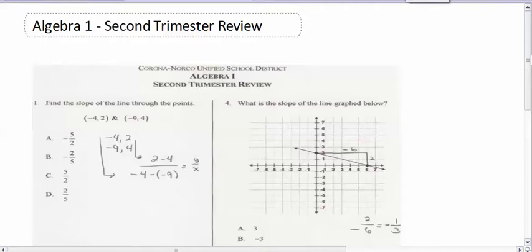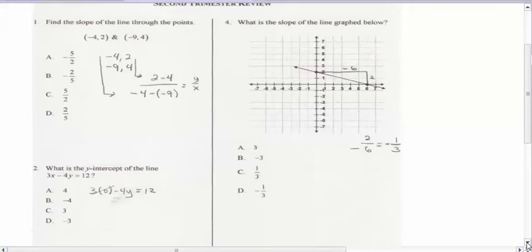Okay, we're going to go over the Algebra 1 second trimester review, starting with problem 1. I set it up for us already to give us a little head start. We're going to find the slope. How we do that is rack them, stack them, subtract them. Remember, your y is over your x, so your y's go on top, your x's go on the bottom. We're going to keep, change, change, keep, change, change, and we get -2 over -4 + 9, which is +5. So we're looking for a -2 over 5, which is letter B.